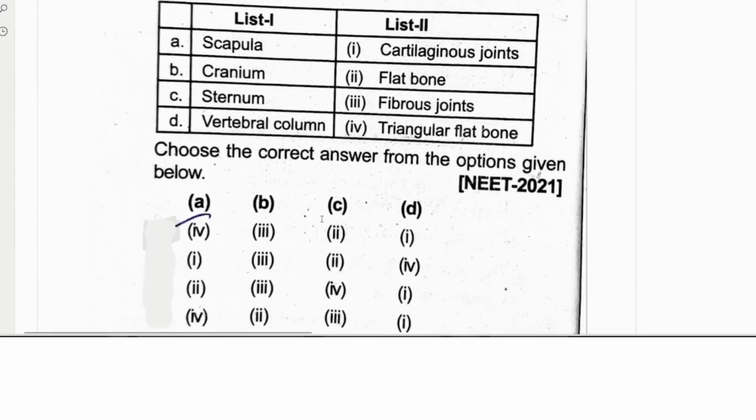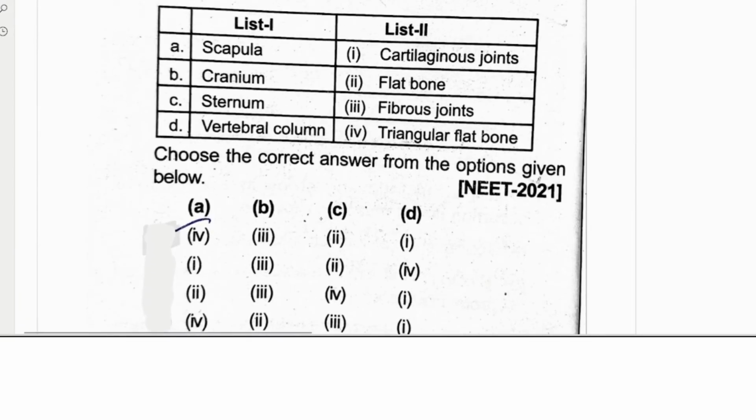Now let us see the next question, number second. Here again it is the same type of question, but it came in NEET 2021. Here we have the scapula, cranium, sternum and vertebral column. The vertebral column you know very well, vertebral bones. Cranium has fibrous joints, in which no movement is there, so we can match the cranium very well with the fibrous joints, right?